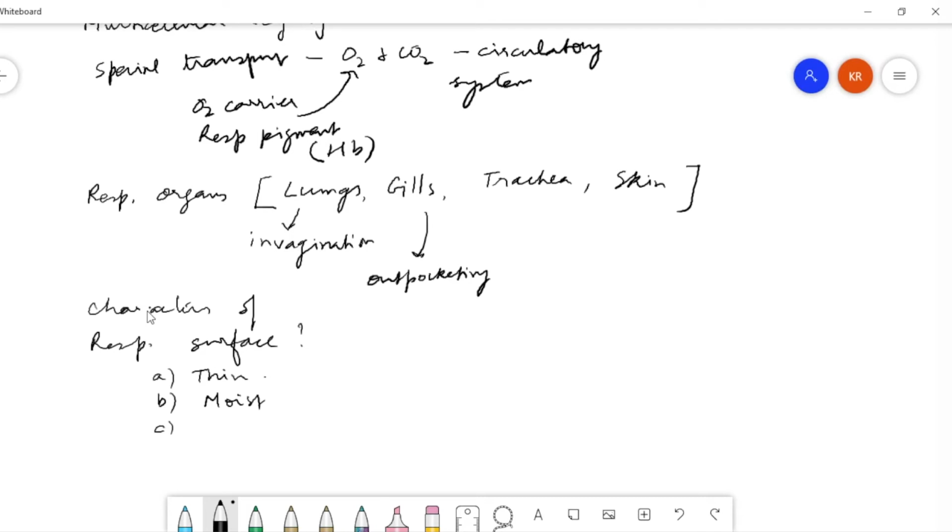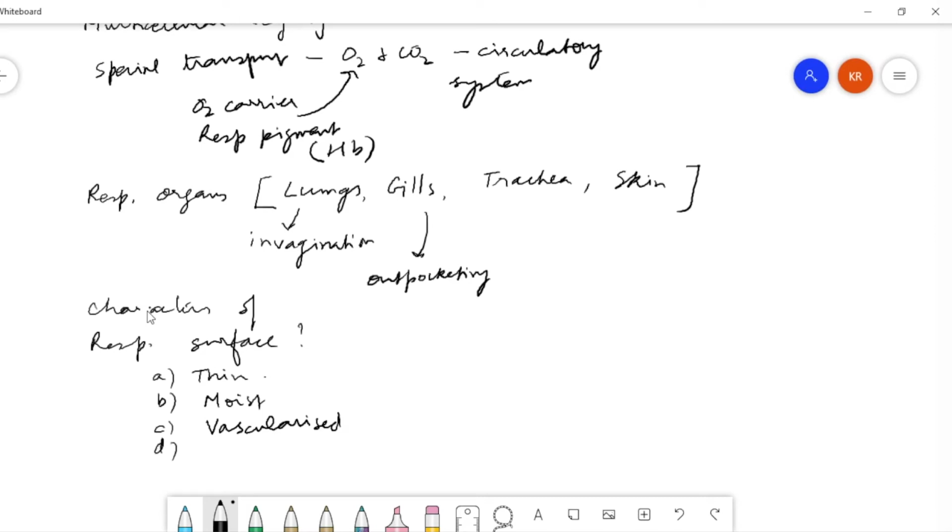See, there should be good blood circulation, so it should be highly vascularized. Whether it is lungs or gills or trachea or skin, there should be some place where there is intense blood circulation. So it should be highly vascularized, so that from that blood vessel the oxygen and carbon dioxide get transported respectively.